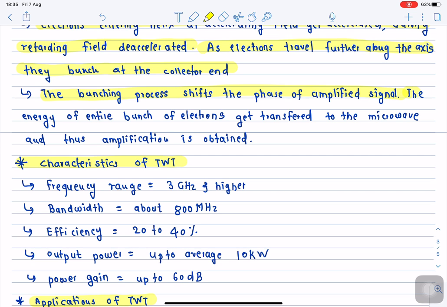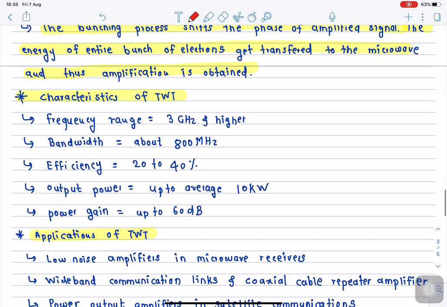The energy of the entire bunch of the electron will get transferred to the microwave signal, and thus we say the amplification is obtained. Okay, so let us discuss the important characteristics of this traveling wave tube. The operating frequency range of this traveling wave tube as an amplifier is from 3 GHz to any higher particular frequency. The typical bandwidth associated with the amplification operation is around 800 MHz, while the efficiency is a little bit towards the downside, and we will get around 20 to 40% efficiency in the overall amplification operation.